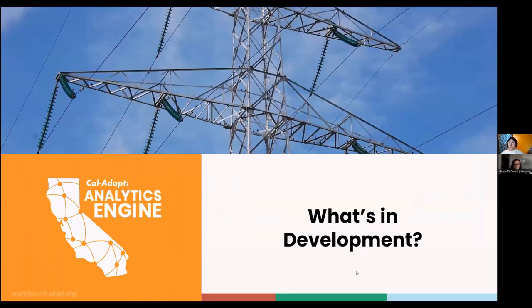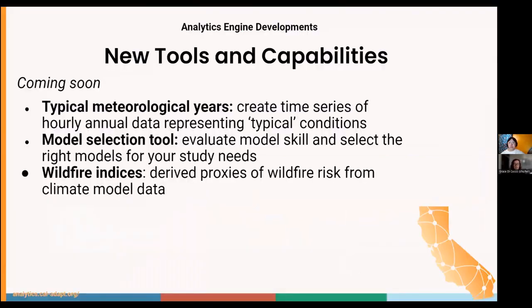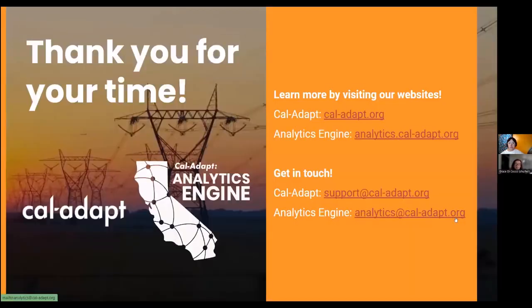Next slide. And then just a brief preview of what's coming next. As I mentioned, we have that model selection tool that we're working hard on. Also, typical meteorological years, which describe annual typical mean conditions in hourly annual data, which are used in lots of different types of planning models. And then we're also working on wildfire indices to understand wildfire risk in the future. Next slide.